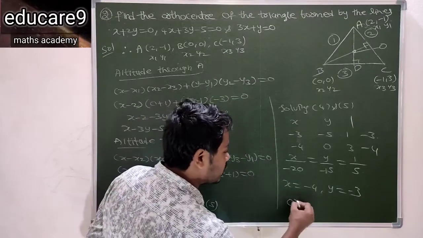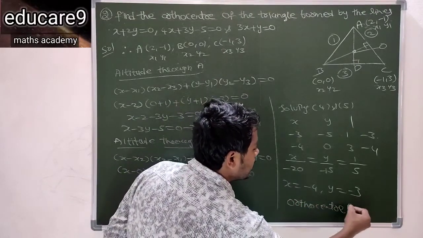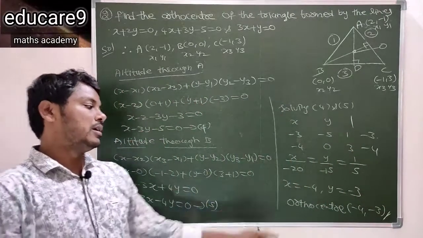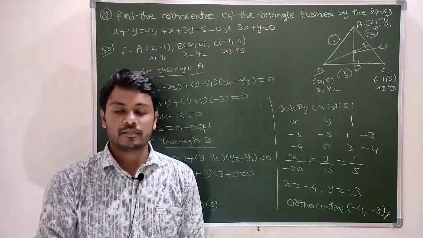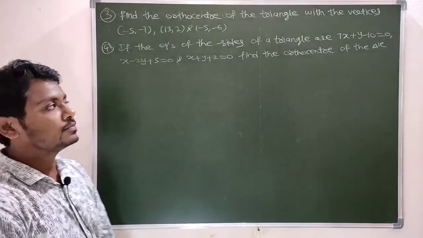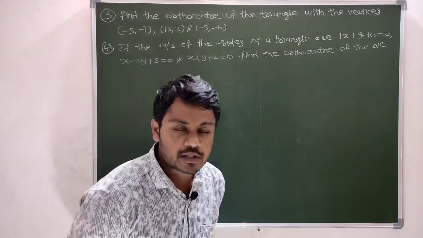So therefore orthocenter. So what is the orthocenter? Minus 4 comma minus 3. So this is the required orthocenter. So try to solve these two questions. So for the next session we will discuss more problems.